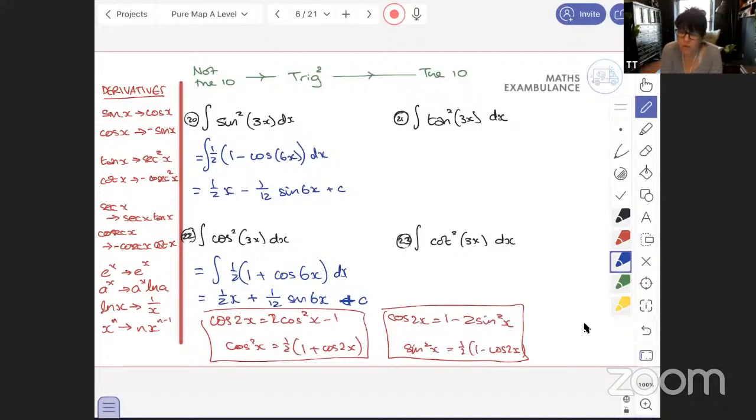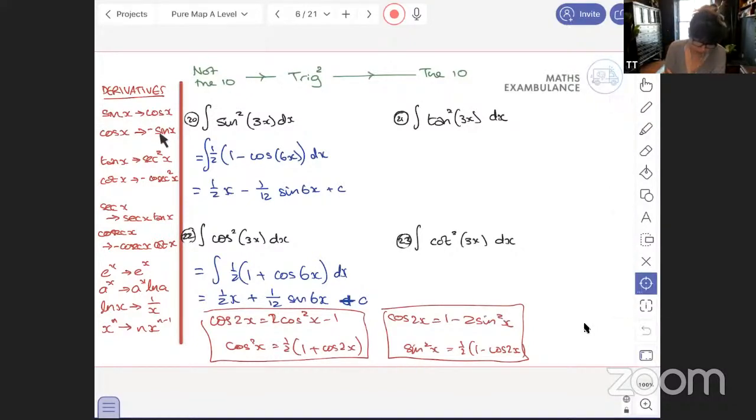What about tan squared? Nothing differentiates to tan squared, nothing. You might go, oh, I'll differentiate this and I'll get tan squared. No, no. So at the moment, I'm staring at it going, well, I don't know what got differentiated. But if you know your trig identities, you know that tan squared is sec squared minus 1. And now I know what got differentiated.